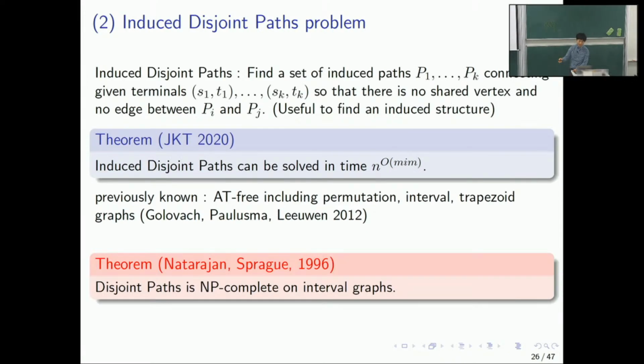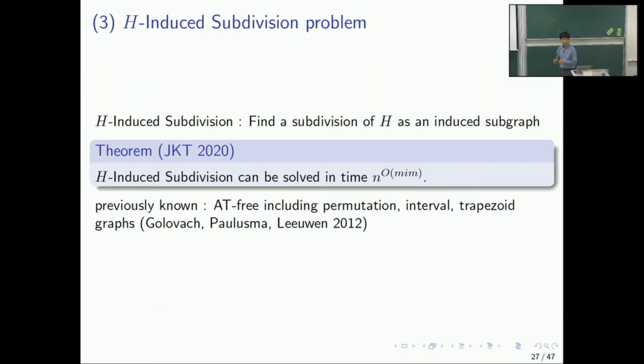Yeah. So the induced disjoint paths problem can be used to solve the H-induced subdivision problem, where you want to find a subdivision of some fixed graph as an induced subgraph, because you just guess the terminals and you want to link them by disjoint paths which have no edges between them, and so on. Then we can reduce to the induced disjoint paths problem. This is also mentioned in this AT-free paper.